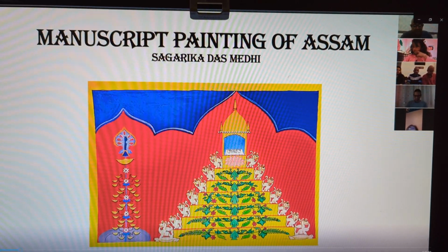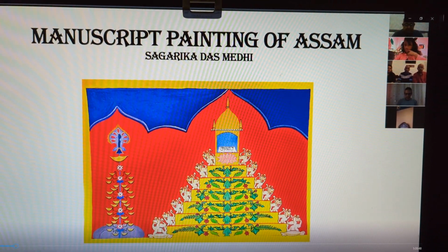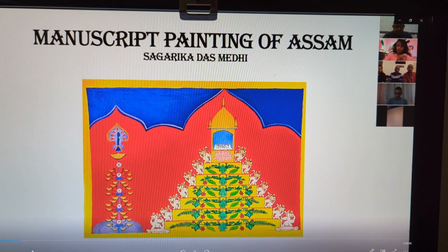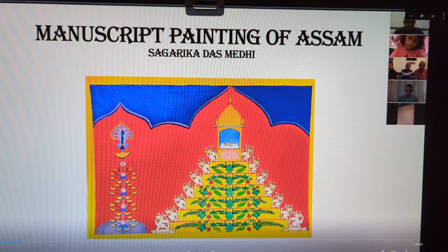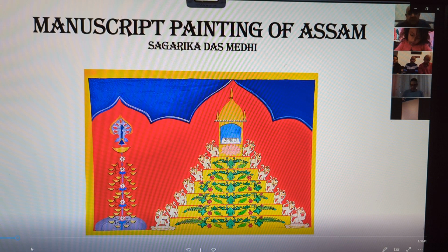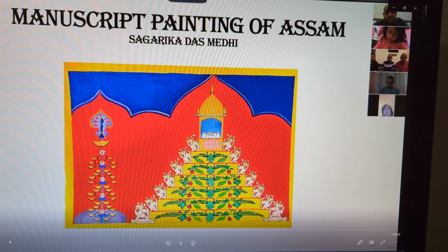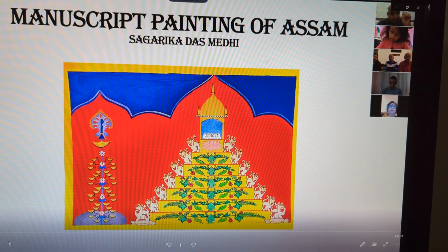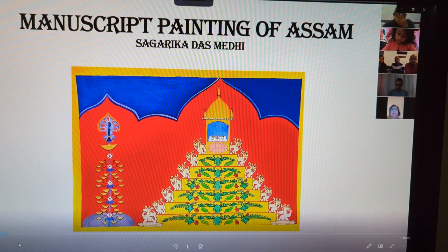I'm Sagarika Das Medhi. I'm an artist based out of Guwahati. And while learning about art, I came across manuscript painting of Assam. This form of painting had declined almost 100 years back, and there are very few traditional artists who knew about it.